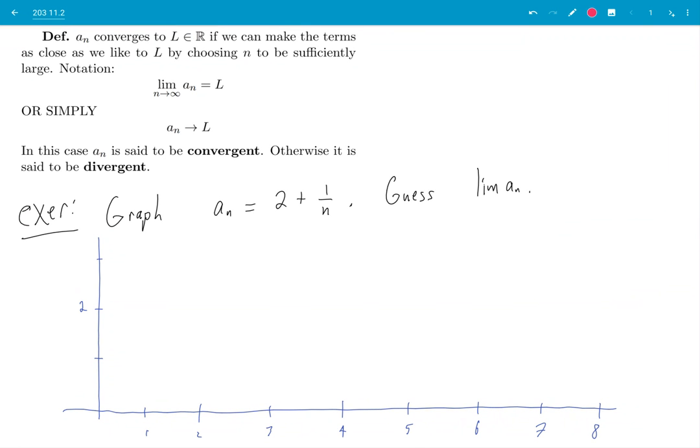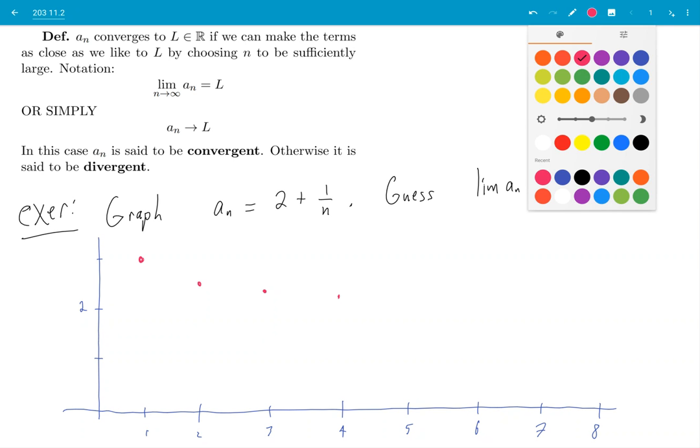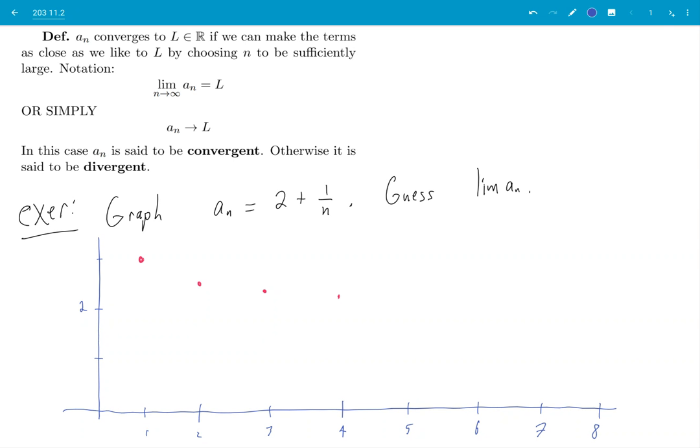Draw some red dots on here. Okay, so when n is 1, we get 3. Then we get, what, 2.5? Okay. Then we get 2 1/3. Oh, I should have a little bit lower. Let's say here. And then 2 1/4. Something like that.